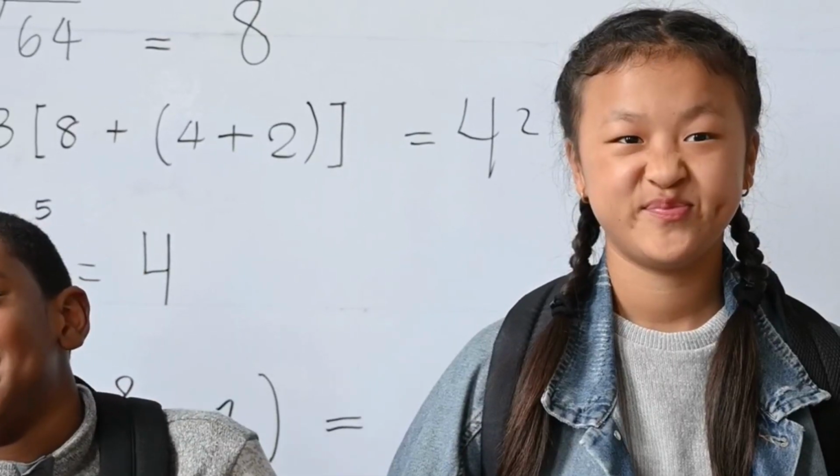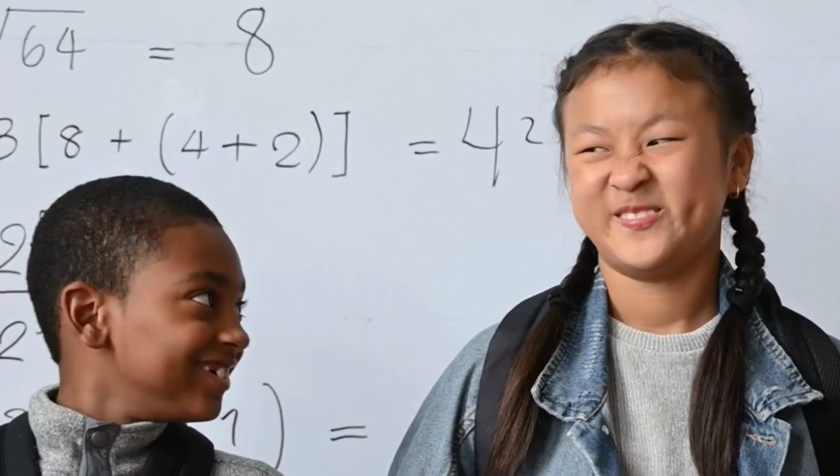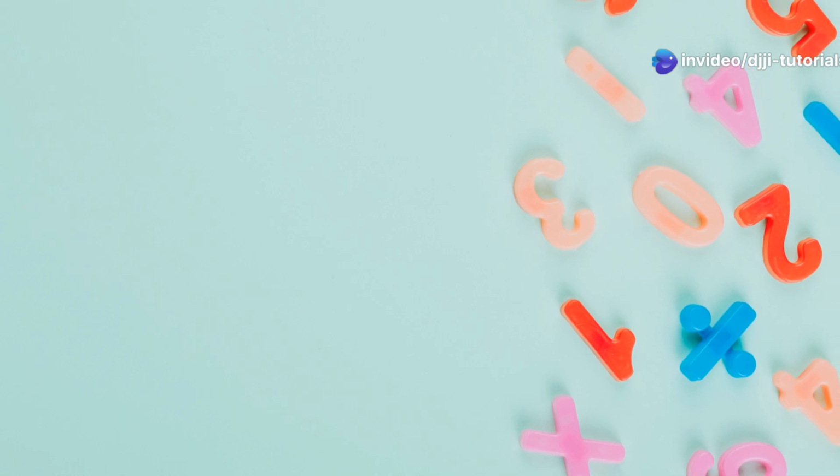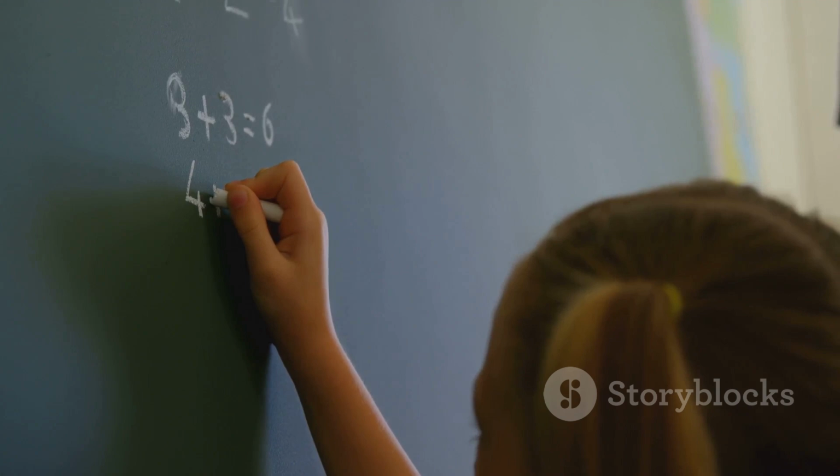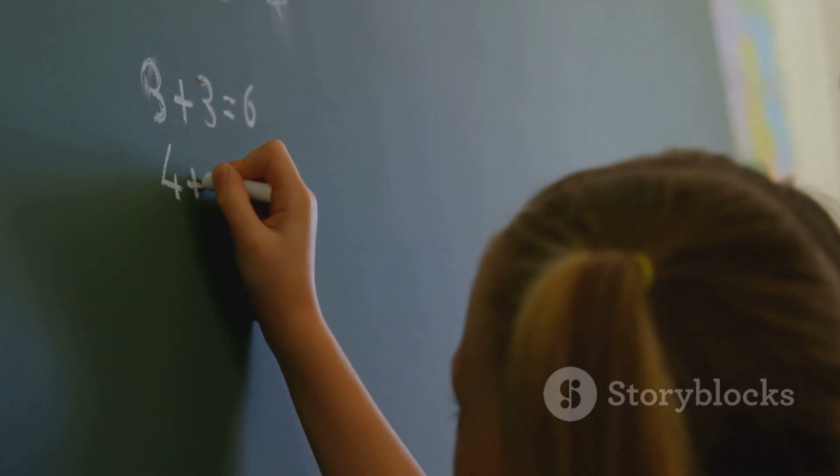Now check out the signs again. The signs are crucial in determining the final result. The sign of the larger number is the sign of your answer. This rule helps you quickly determine whether your result is positive or negative. Let's try an example. 9 plus negative 4. This will help illustrate the process.